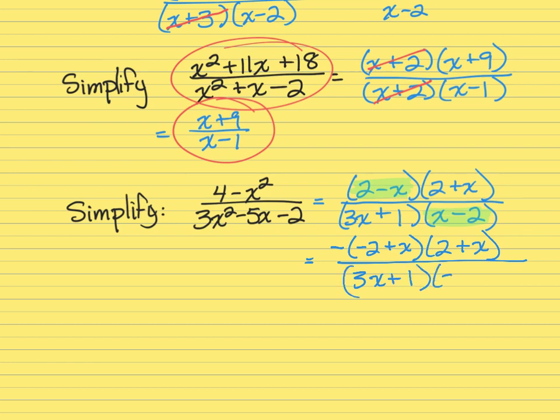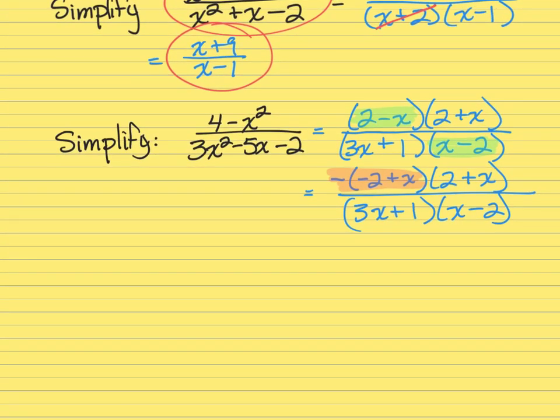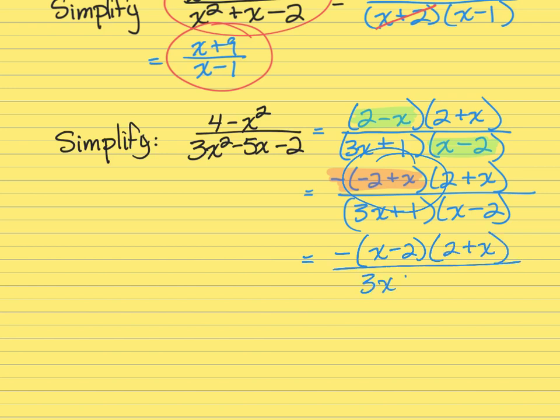So I'm just writing everything else down. The only thing that changed was this term, right? Everything else is the same, and I just factored the negative out. Notice if you distribute that negative back through, you get back to this right here. So we're still equal. Let me rewrite it one more time. Now that I've factored out the negative, I'm just going to swap the order, x minus 2, right? I can just switch those two things around, and 2 plus x, 3x plus 1, and x minus 2.